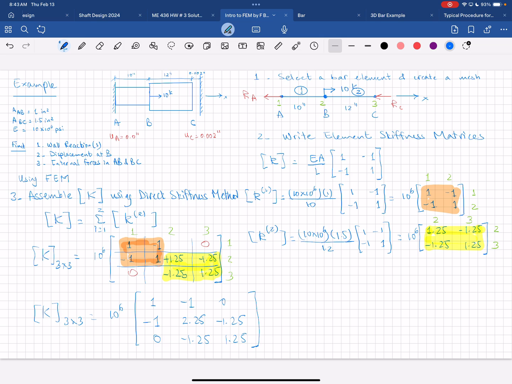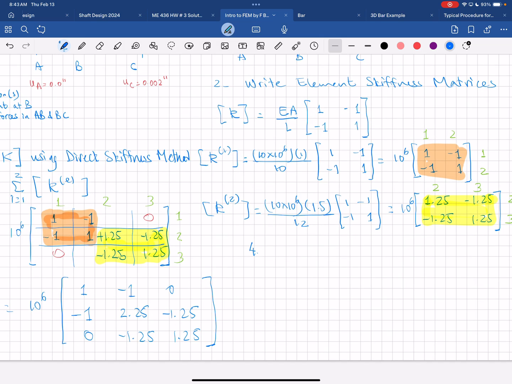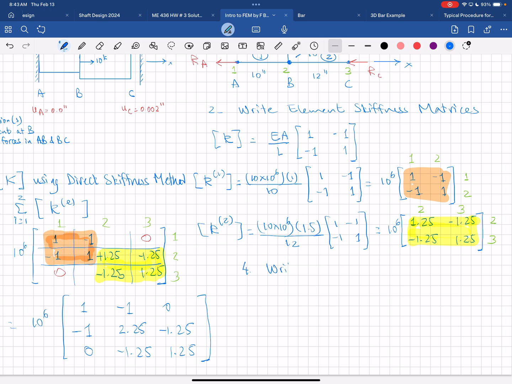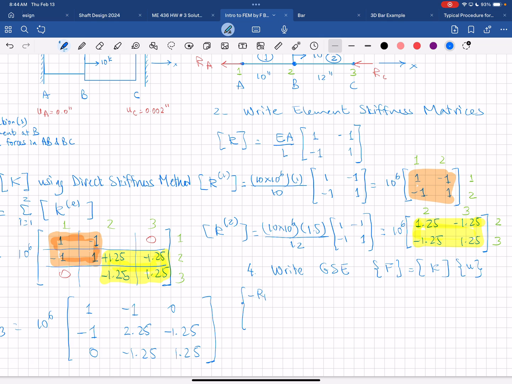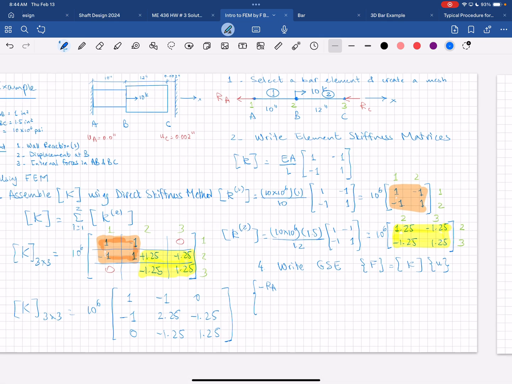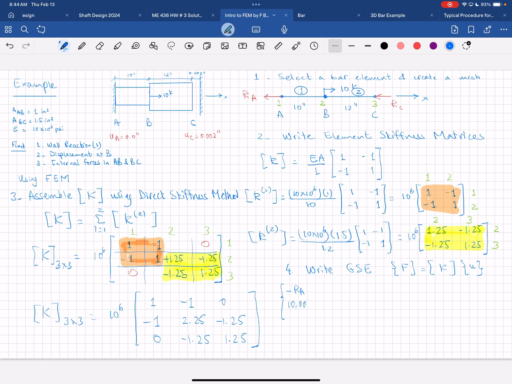Next, step number 4. We are going to write the global stiffness equations, namely F is equal to this uppercase K multiplied by U. So for F, we have the external force at 1, which is a minus RA, the external force at node 2, which is 10,000 positive, and the external force at C, which is a minus RC.